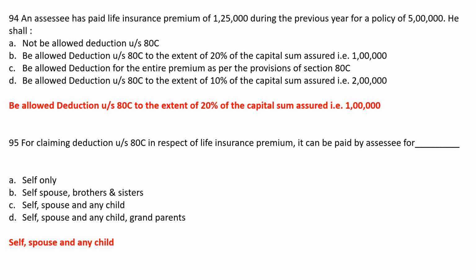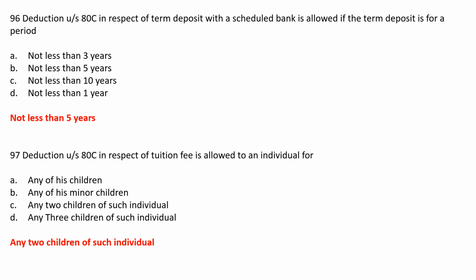Next question. For claiming deduction under section 80C in respect of life insurance premiums, it can be paid by assessee for: option A, self only; option B, self, spouse, brother and sister; option C, self, spouse and any child; option D, self, spouse and any child and grandparents. The correct answer is option C, self, spouse and any child of his. He can pay premium for them, and for that he can claim the tax deduction under the section 80C.